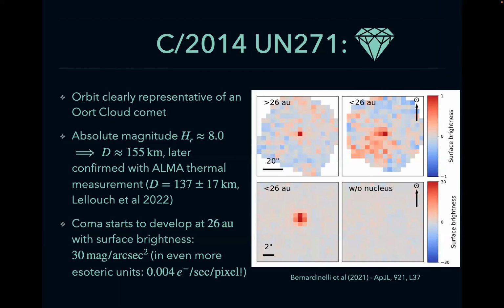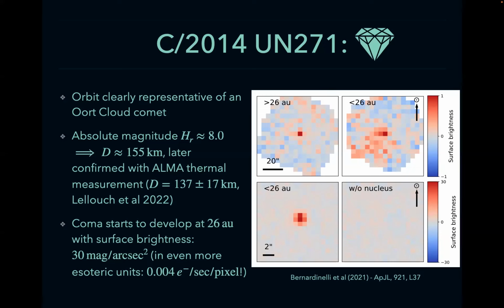So there's this object called C/2014 UN271. This is an object with an orbit that is clearly consistent with being from the Oort cloud. So it is an Oort cloud comet. And it has an absolute magnitude of 8, which puts its diameter at about 150 kilometers. This was later confirmed with thermal imaging with ALMA, putting it a little bit less than that, but still very close. And so these are the images of this object at farther than 26 AU, and closer than 26 AU. And this is at very high spatial resolution, you can see in the images closer to 26 AU that there's a tail that starts to develop.